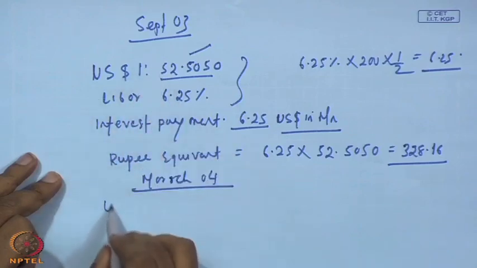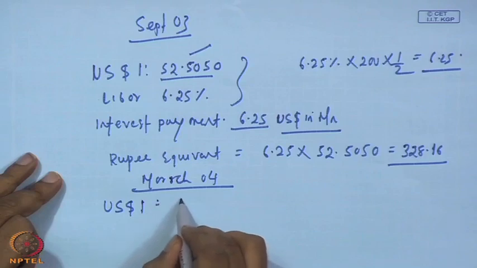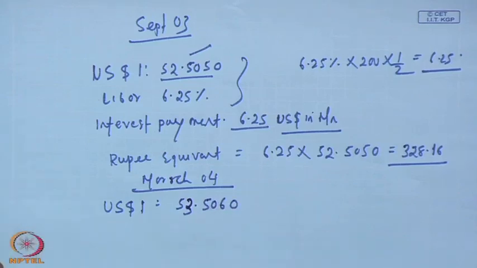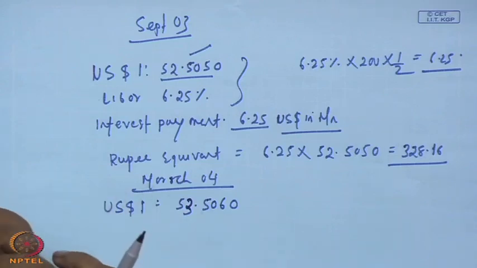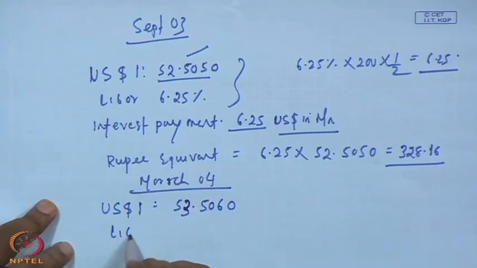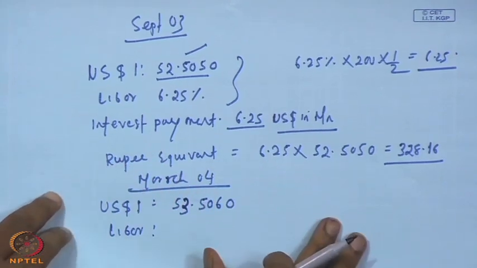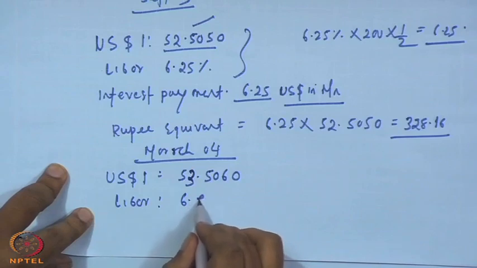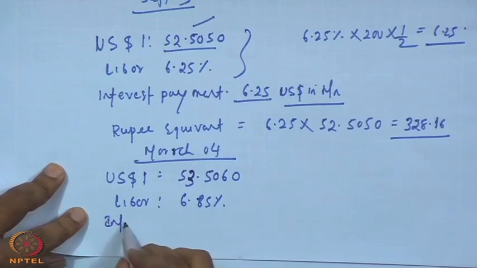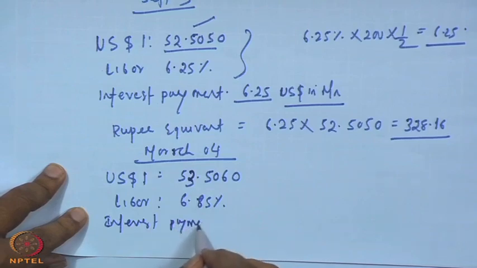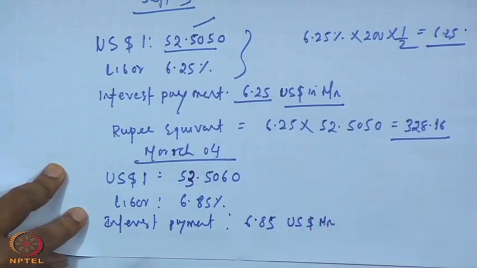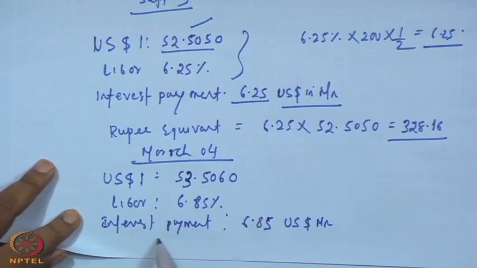But here the dollar may not remain constant. Suppose $1 increased to 53.5060. Now the dollar has appreciated, the rupee has depreciated to 53.5060. Now, what will be the interest payment? At the same time, LIBOR may not remain constant at 6.25, LIBOR itself is fluctuating. So LIBOR becomes 6.85%. Then the interest payment in US dollar will be 6.85 million, but how much is the rupee equivalent?